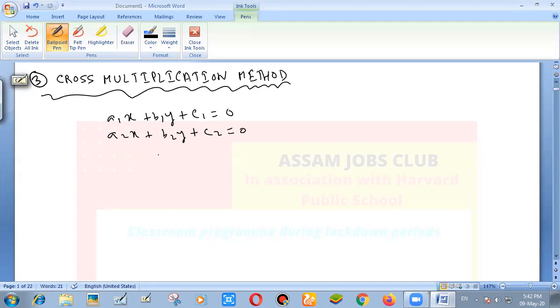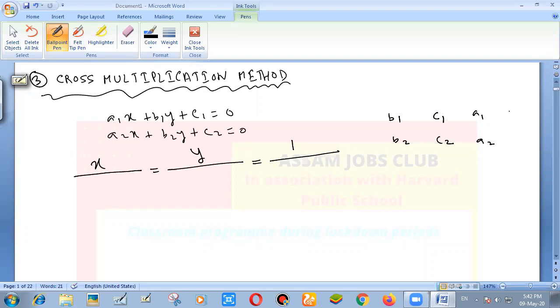Now, in the cross multiplication method you have to write like this: x, then y, then 1. In the denominator some cross multiplication will be there. First write down the coefficient of y, that means b1 and b2. Then write down the constant terms c1 and c2. Then the coefficient of x, a1 and a2. Then again the coefficient of y, b1 and b2.